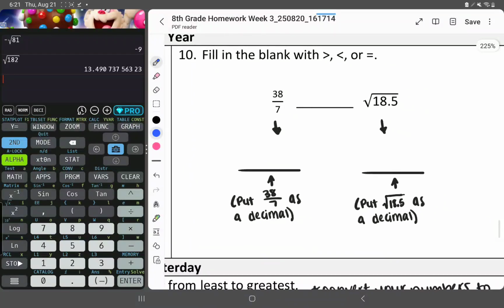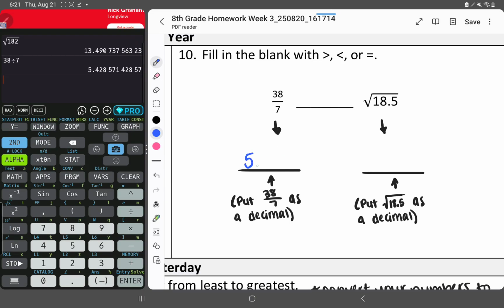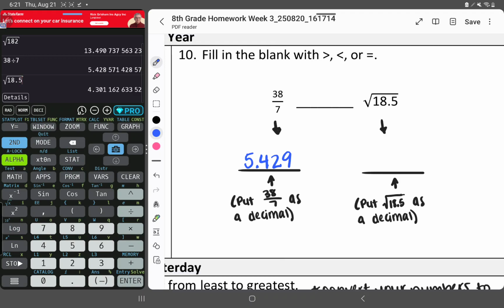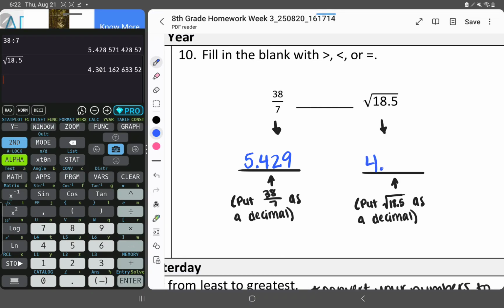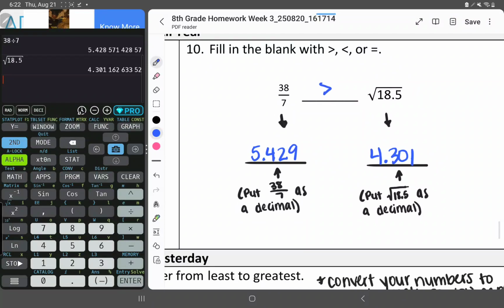This one says fill in the blank with the inequality symbol. So we want to put 38 over 7 as a decimal. So when I do 38 divided by 7, that gives me 5 and remember we go out to the third decimal place. So that gives me 5.428, but this 5 is going to turn that 8 into a 9. And then we have the square root of 18.5, which is going to give me 4.301. So when we compare these, which one is bigger? This one over here is bigger.